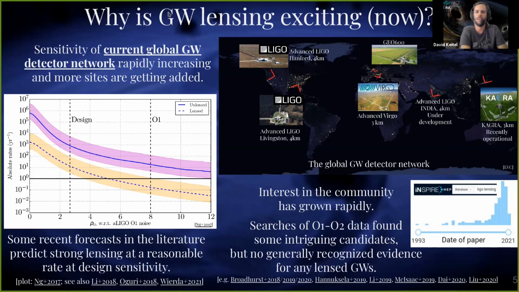Due to those sorts of predictions, the interest in the community has grown rapidly, as you can see, for example, from the simple literature search for LIGO and lensing. And there have already been a lot of searches on the data from the first two observing runs, so-called O1 and O2, of the advanced detectors for lensing signatures. They found a few things that look like intriguing candidates for lensing effects, but it's fair to say that so far there's no generally recognized evidence for any of these to actually have been lensed and not just normal gravitational waves, or, for example in the case of multiple image candidates, just independent events that happen to look very similar.